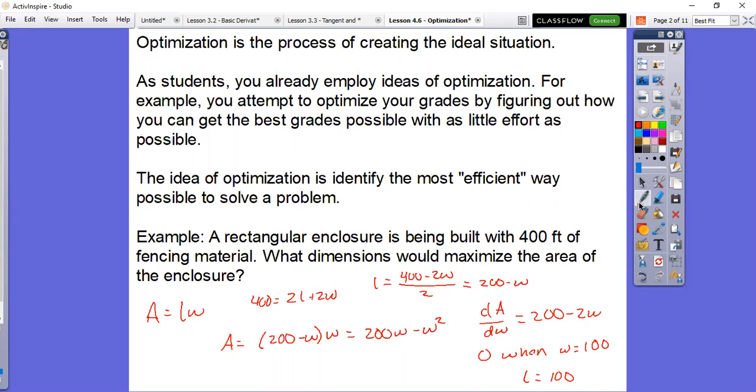With rectangles, this is actually fairly intuitive because you probably learned during geometry that to maximize the area of a rectangle, make it a square. So it makes sense that this worked out to be a square, and that will be the maximum area.